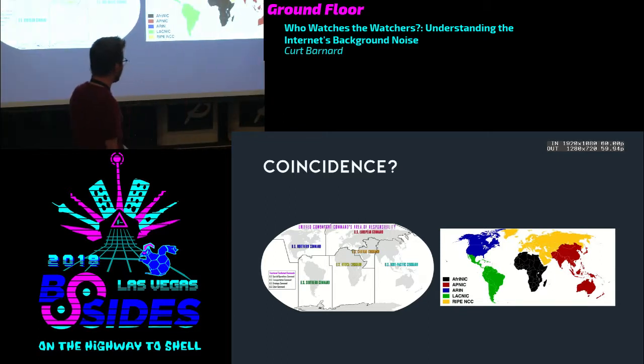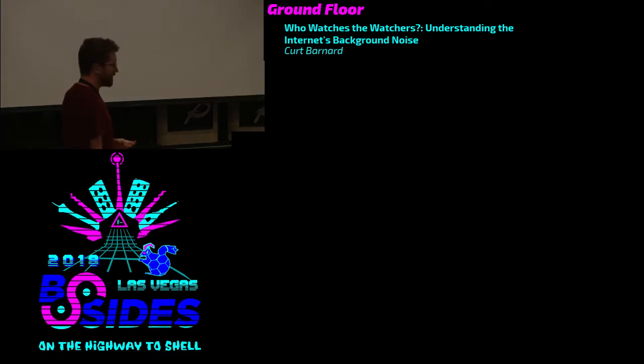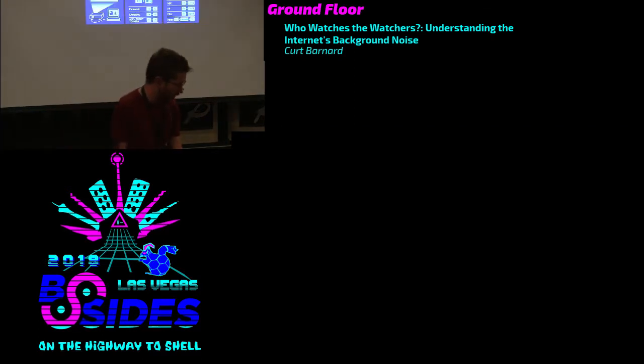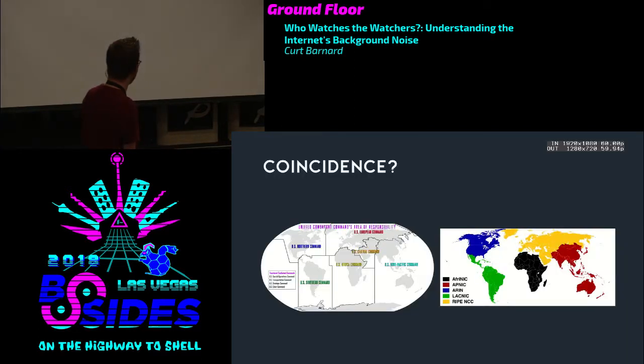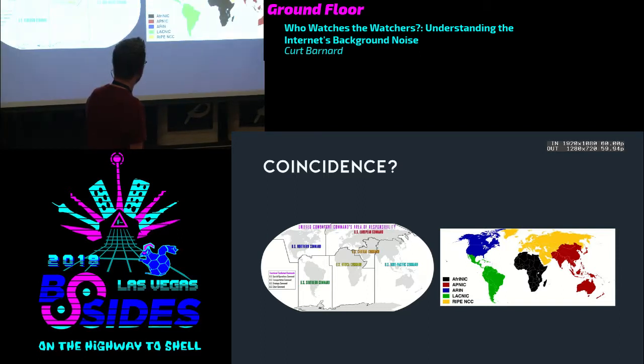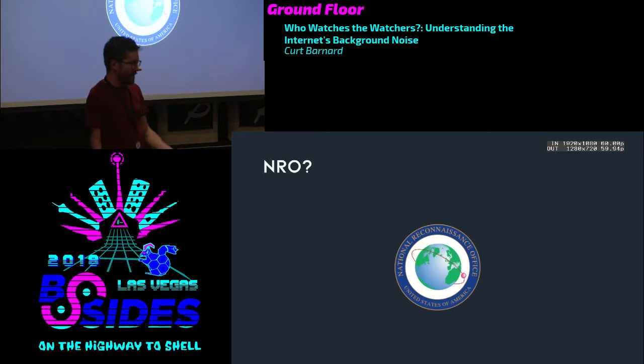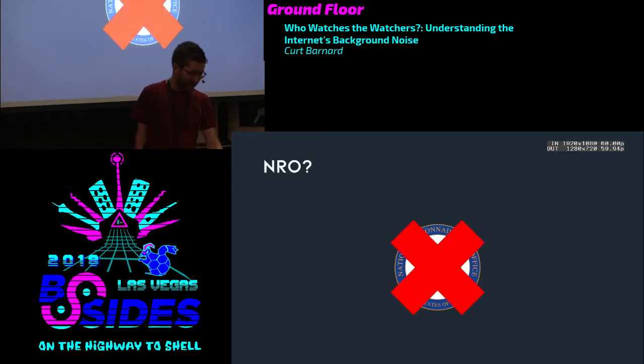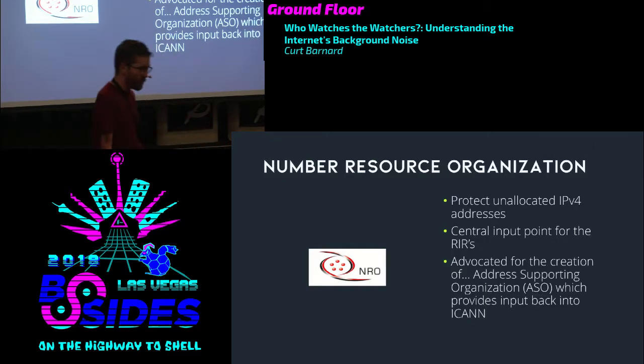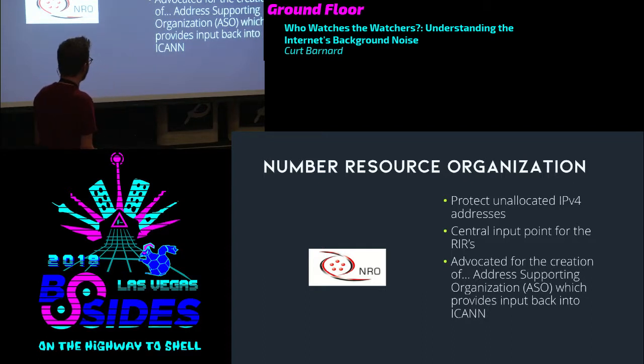Which looks strikingly like the United States Department of Defense areas of responsibility for the Unified Combatant Commands. Not that they're related in any way, I just thought it was funny and we were talking about maps. And then they created this thing called the NRO, which is actually not the National Reconnaissance Office, but the Numbers Resource Organization, which is tasked with protecting unallocated IPv4 addresses, being central input for the RIRs. It sounds like everybody's just kind of punting to somebody else.